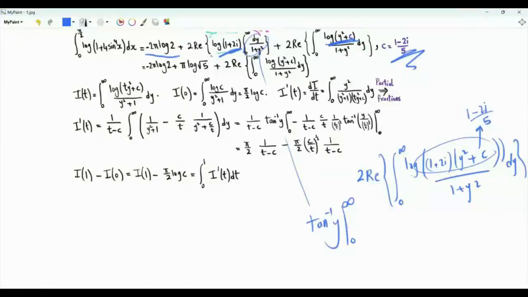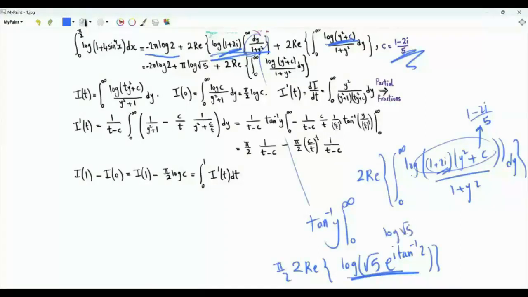That's pi over 2. So this part becomes double the real part of log of the complex number 1 plus 2i. In polar form, this is square root 5 e to the i tan inverse 2 times pi over 2. This is the logarithm of square root 5 plus i tan inverse 2. Because we are taking the real part, this goes away, and we are left with pi times the logarithm of square root 5. We need now to obtain this integral here.